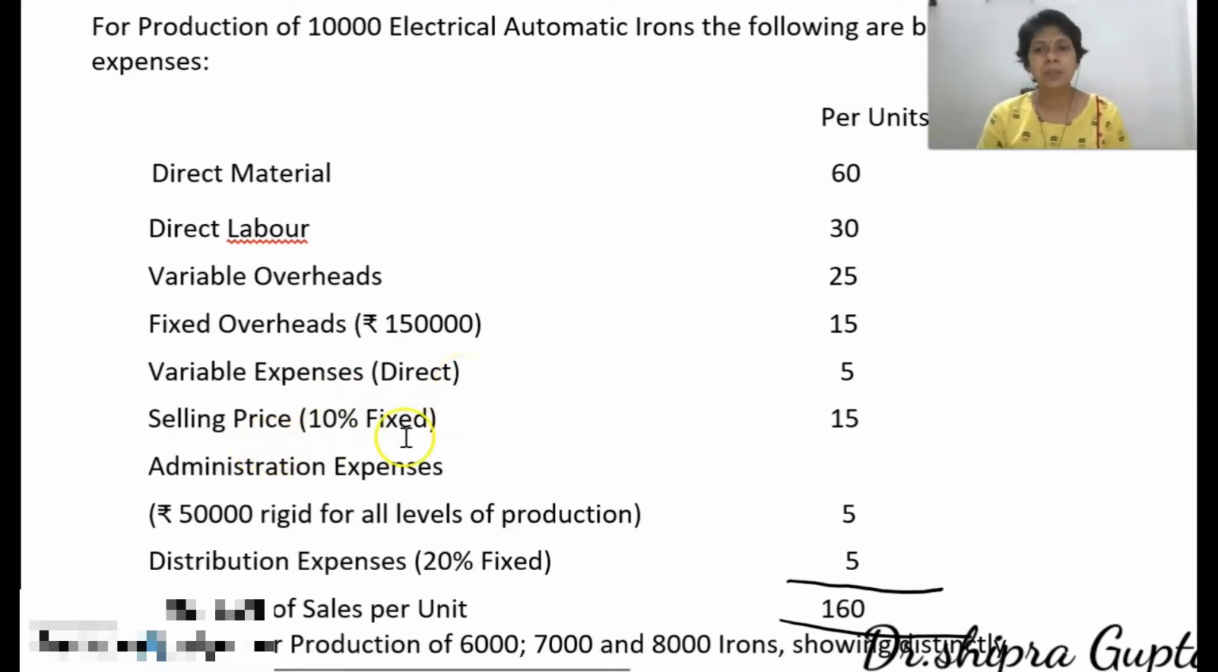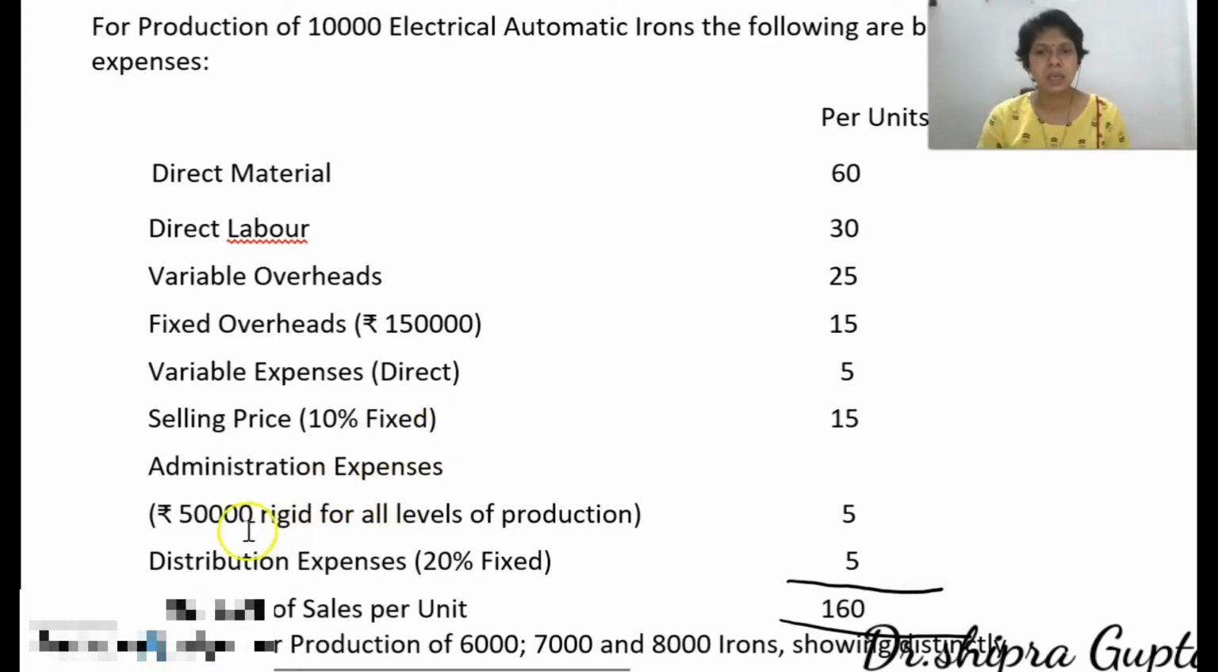Selling price 10% fixed. It means the total selling price is rupees 15 and 10% of this price is fixed. It means 15 into 10 upon 100, which is 1.5 rupees of 15 fixed and 13.5 per unit variable. So we will classify it.